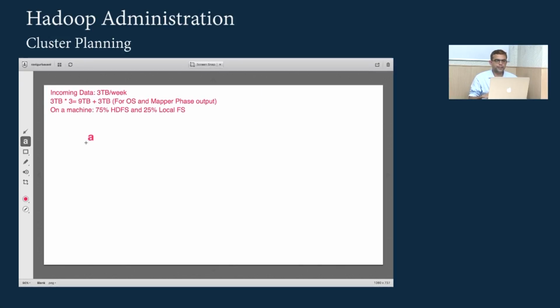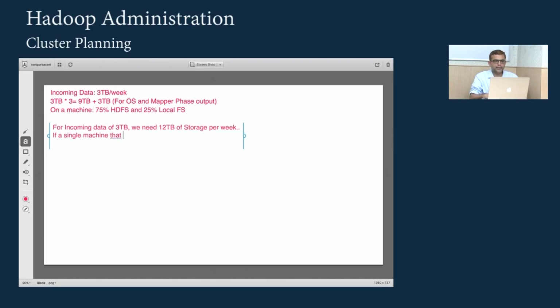So just to bring everything together, for incoming data of 3 terabyte, we need 12 terabyte of storage per week. So if every week we are getting 3 terabyte of incoming data, 3 multiplied by 3 is 9 plus 3 terabyte for OS and other stuff, which will turn out to be 12. So per week we require 12 terabyte of data.